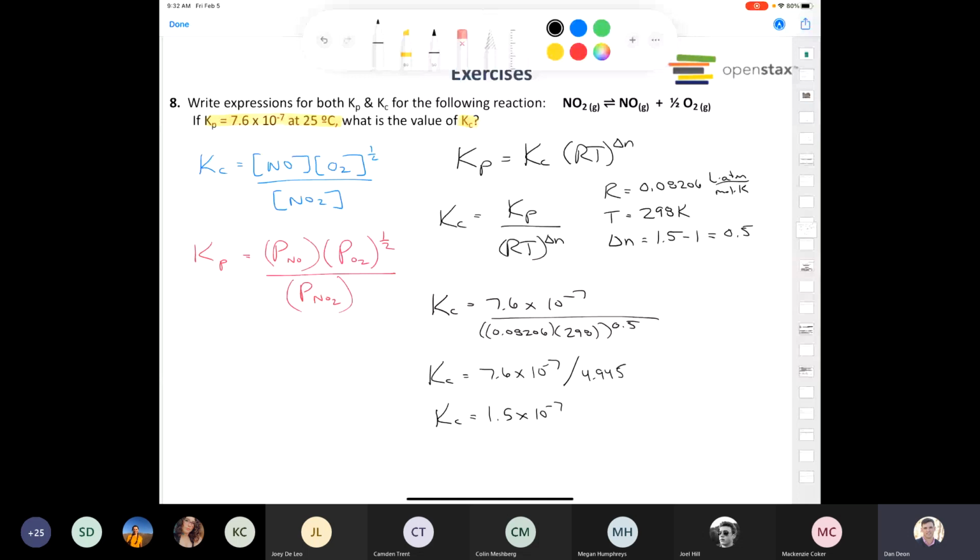That is my Kc. I have a quick question for you, just to see if you were paying attention during the last class or to see if you understand the formula. Could anybody tell me under what situation Kp and Kc would be equal? When would that happen? Because they certainly aren't equal in this question.